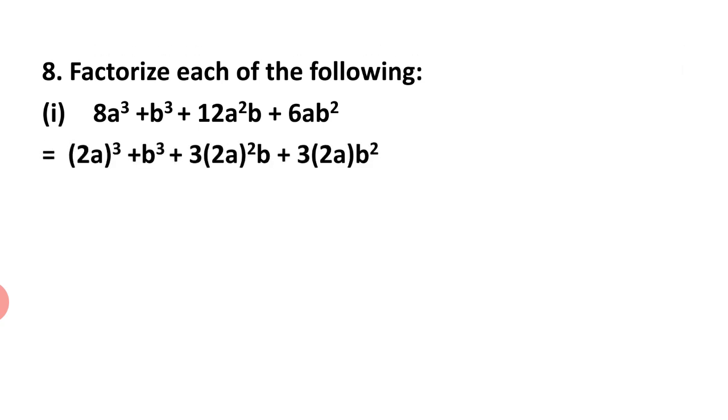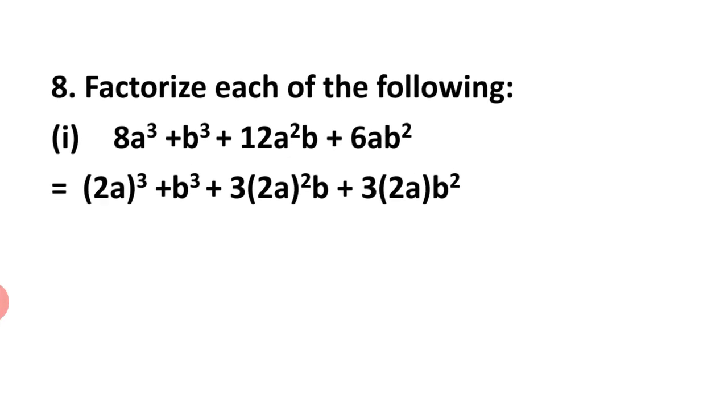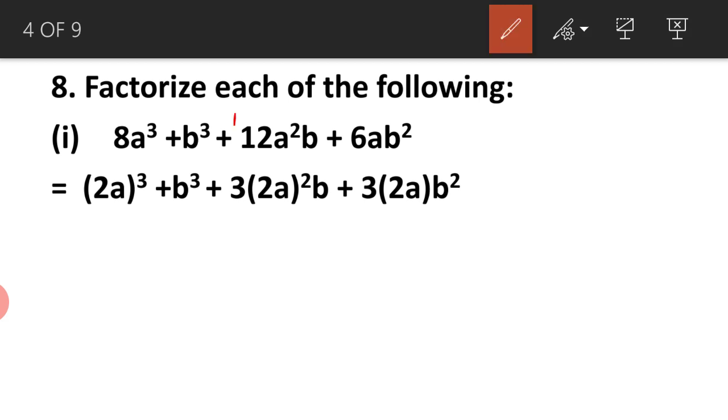So 2a cube plus b cube. Now x here is twice a and y is b. So is it 3x square y, like 3 into 2a square b? See, 2a square will be 4a square, into 3 is 12a square b. So you will find that these 2 terms are the same.